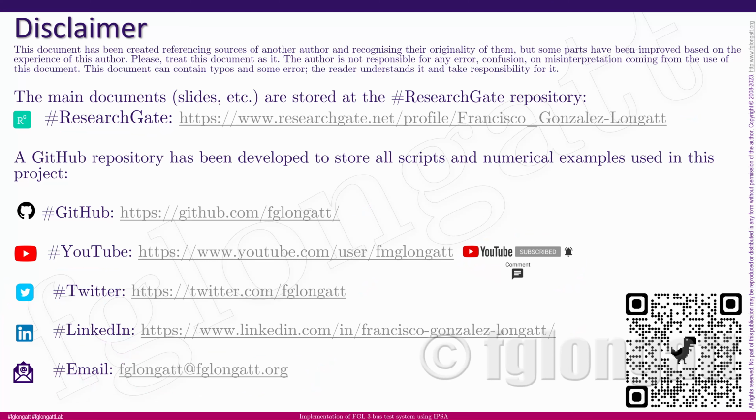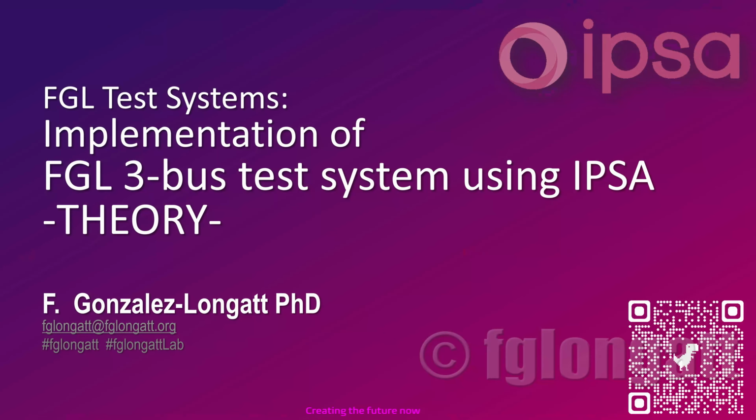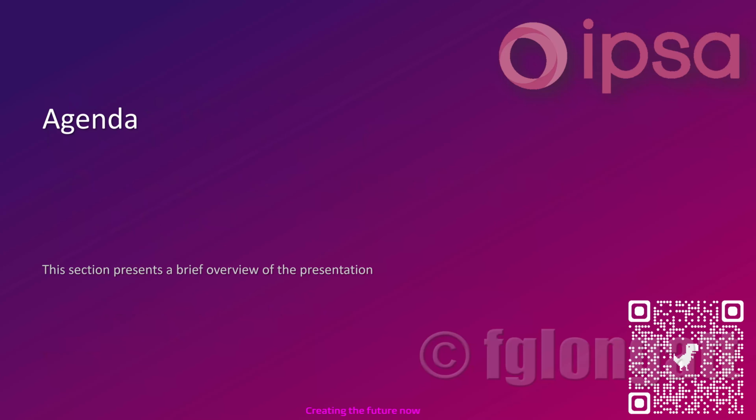Well, it's time to start. As I say, this is a series of 2 videos, and today what I will do is present basically the theory. It's an offline presentation where you can see the steps that you need to do in order to implement the system. For demonstration, we are talking about the simplest of the FGL test systems, in this case the 3-bus test system. We are implementing that inside the Power System Analysis Software, IPSA. Well, let me show you the agenda.